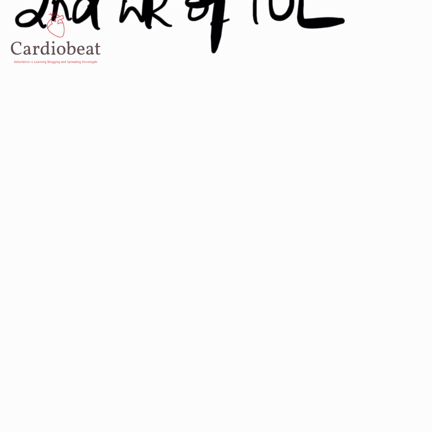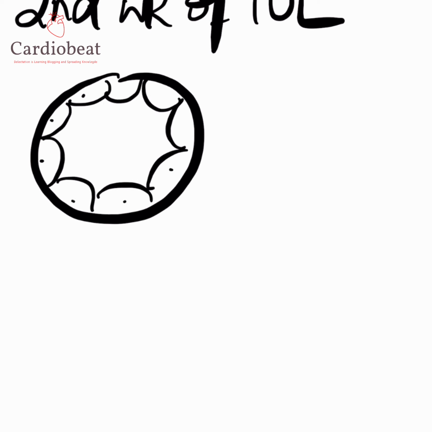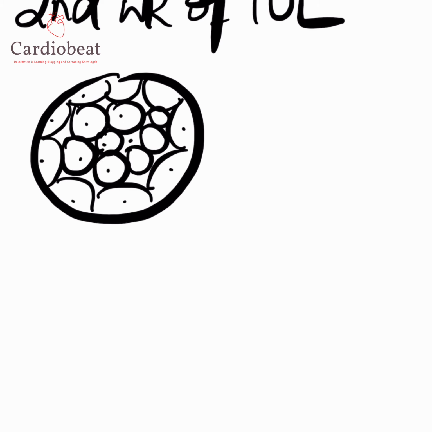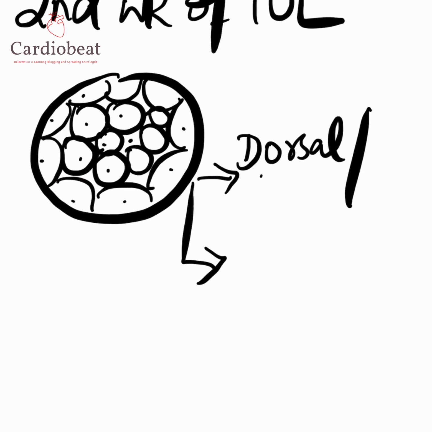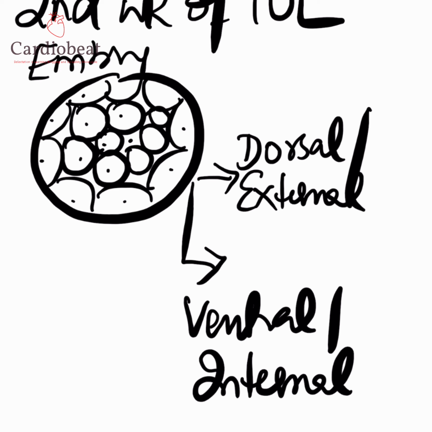The embryoblast, which is a mass of cells at one pole of the embryo, starts segregating itself into two layers of cells. We have the dorsal or external layer of cells and a ventral or internal layer of cells. So this is the embryoblast, a mass of cells, which gets segregated into two layers.